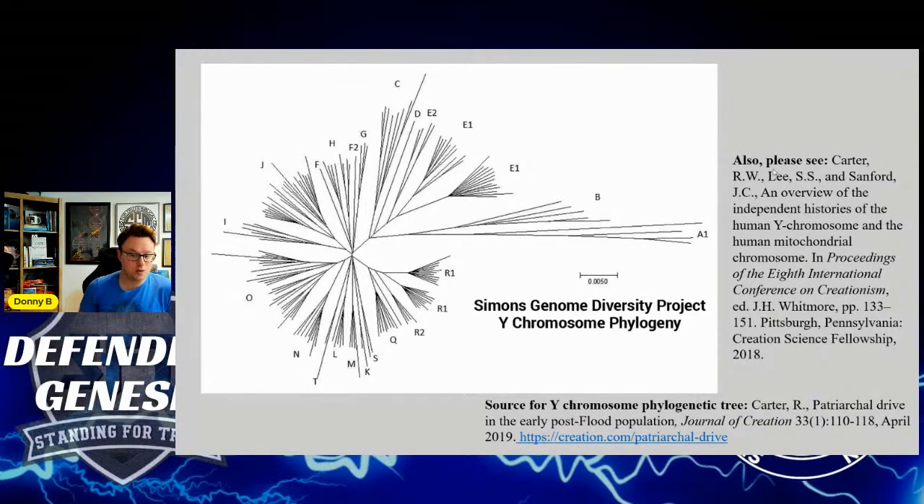This was specifically created by Dr. Robert Carter. And I will recommend, obviously, books and papers throughout this series. But here's one that I highly recommend to get a really good idea of what's going on here. This paper by Dr. Sanford and Dr. Carter, an overview of the independent histories of the human Y chromosome and the human mitochondrial chromosome.